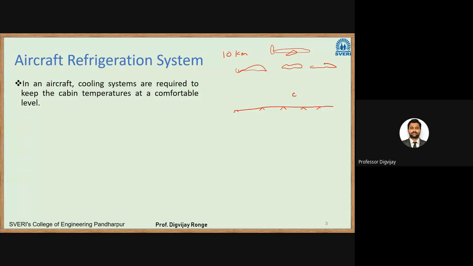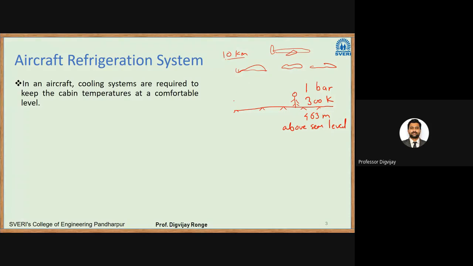Generally we are here on the ground. Let us say if I am at Pandharpur, I am at 463 meters above sea level. Generally we are very habituated to these conditions, that is 1 bar and 27 degrees Celsius, which is 300 Kelvin. These are the standard conditions we have studied in thermodynamics. So what happens when you go in an aircraft flying at 10 kilometers above the ground?